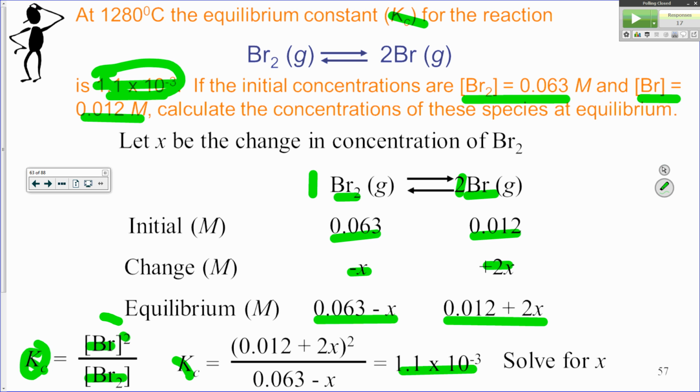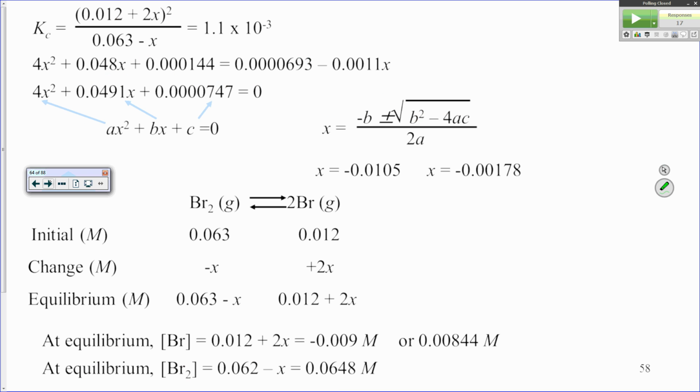What I'm going to do is simply plug in the concentration of the products. So the products were the 0.012 plus 2x. Got to square it. Divided by the concentration of the reactants, 0.063 minus x. And find x. This one's not so pretty. There's not a simple square root function that you can take for it.